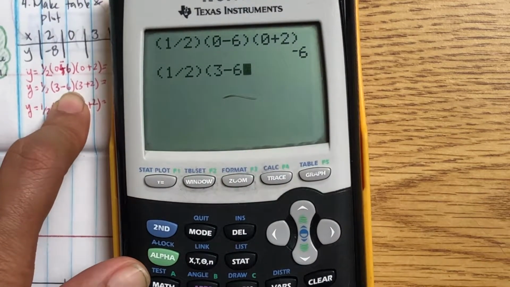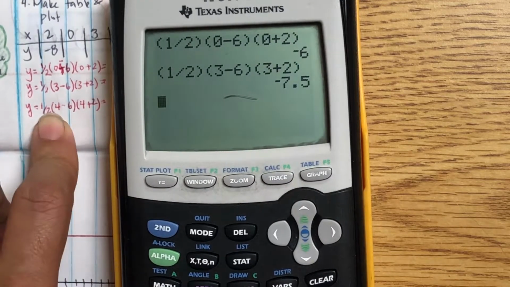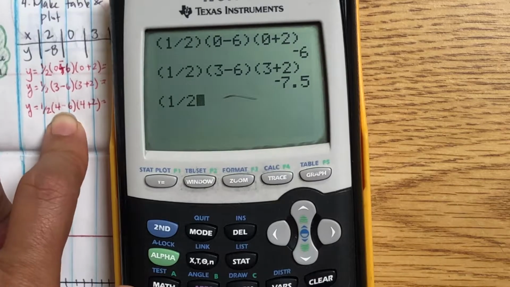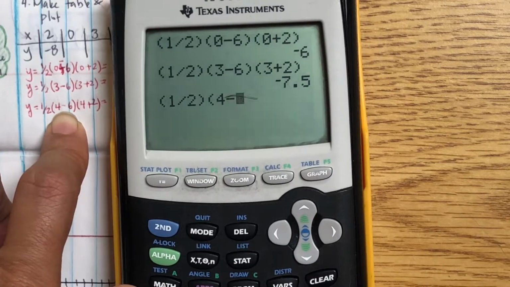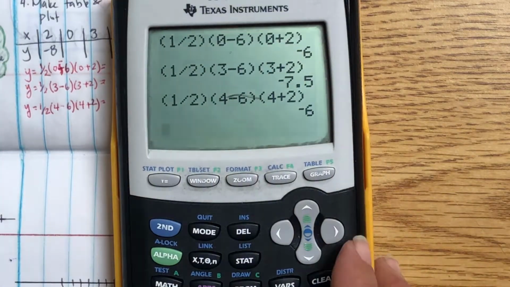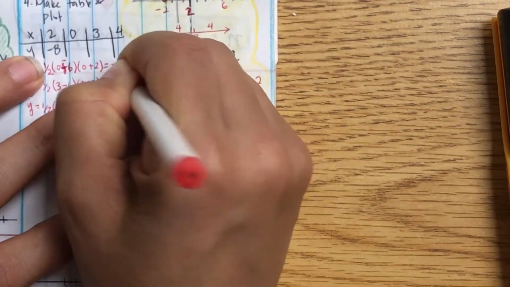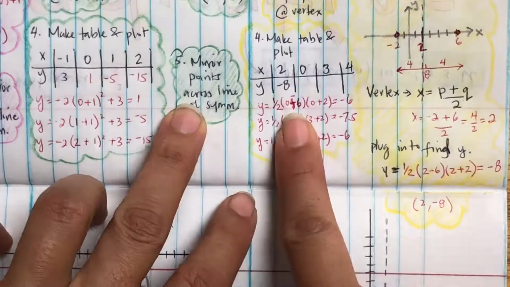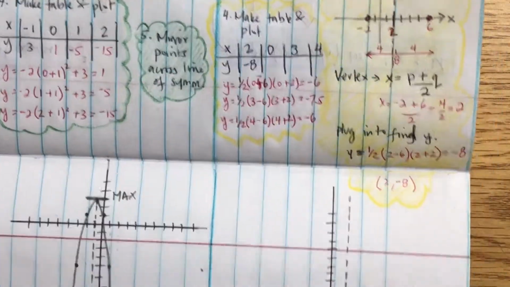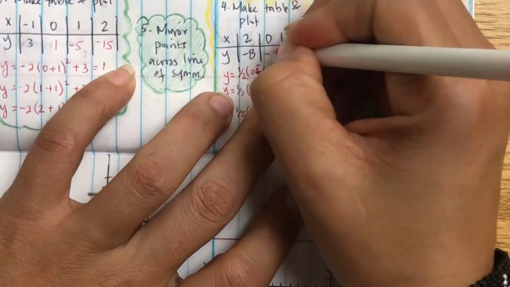This is a listening check. Color in the table that has X and Y above the red handwriting. Color in that entire table. And then write in your values. So when X is 0, Y is -6. When X is 3, Y is -7.5. When X is 4, Y is -6. And then what we're going to do is plot those points.